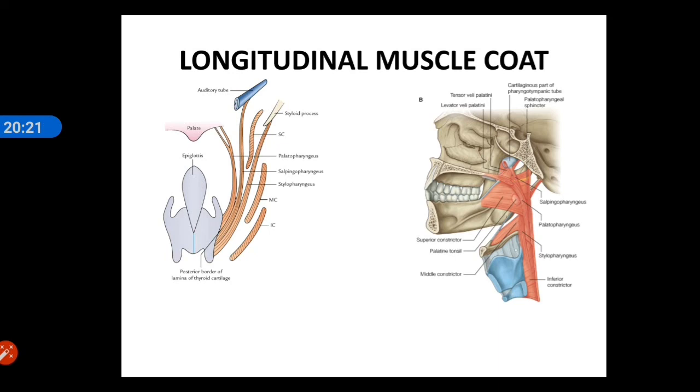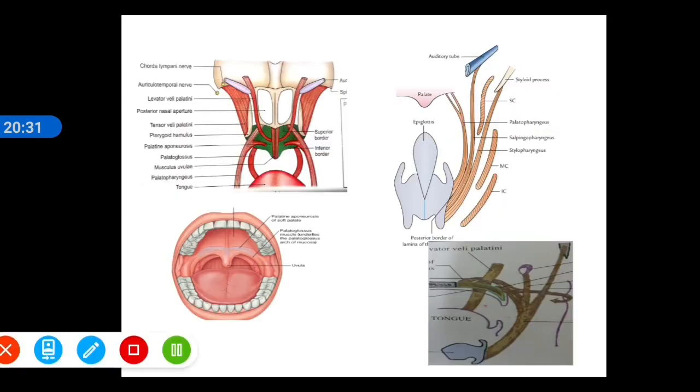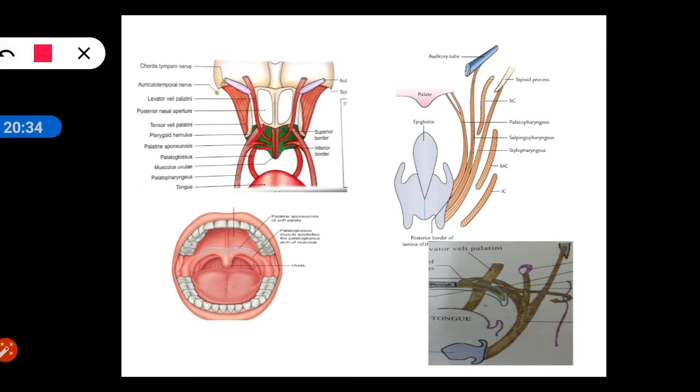Now we'll discuss about the palatopharyngeus muscle. As already seen, this palatopharyngeus muscle has two fasciculi. We will see them in the next slide. So this palatopharyngeus muscle has anterior and posterior fasciculi. Both arise from this green color palatine aponeurosis. Both the fasciculi join with each other and they run posterolaterally. As it descends, it is under cover of this palatopharyngeal arch. Then it joins with the salpingopharyngeus and stylopharyngeus and is attached to the posterior border of the thyroid cartilage.